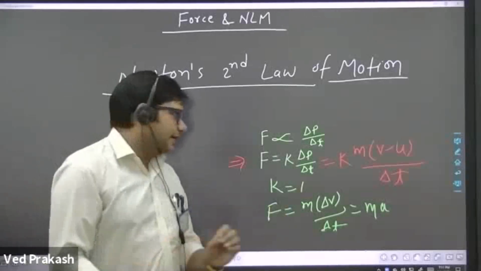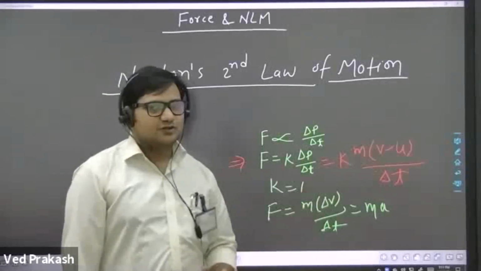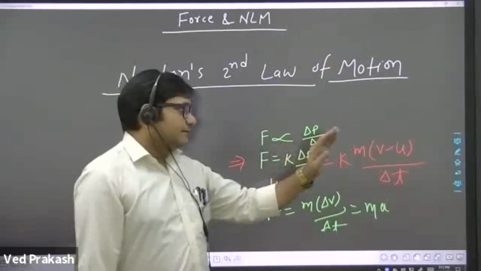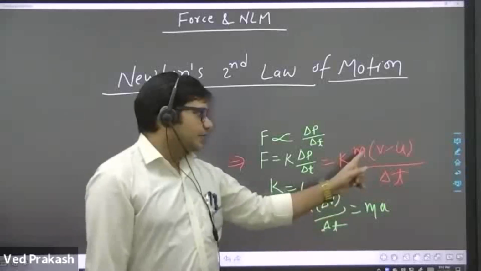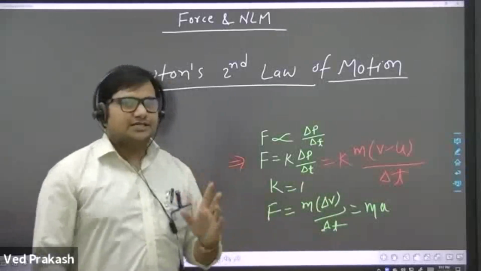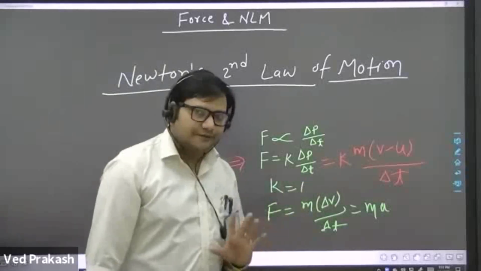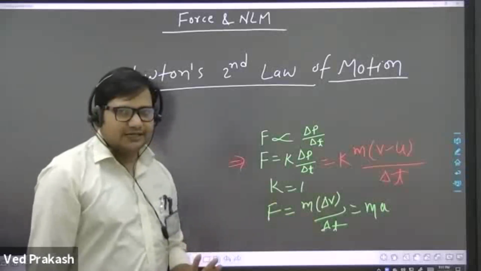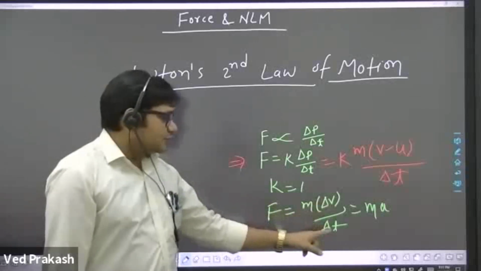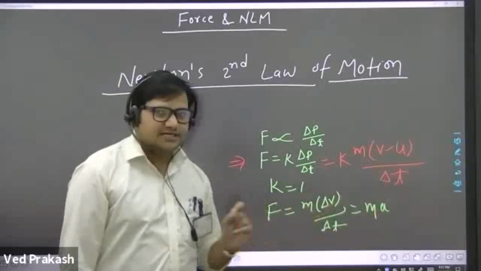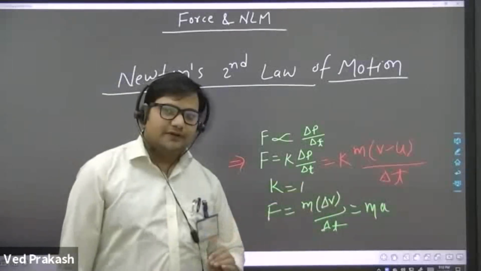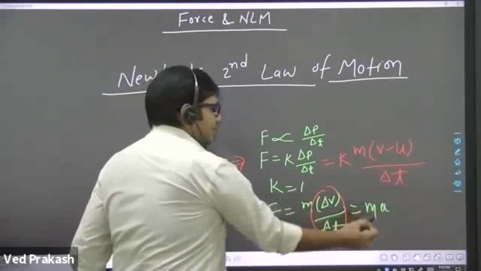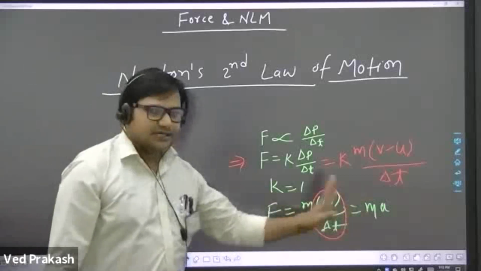So F equal to delta P by delta t, where delta P is mass into change in velocity, because momentum is the product of mass and velocity. So change in momentum is final momentum minus initial momentum. Final momentum is m into final velocity, and initial momentum is m into initial velocity. So mv minus mu can be written as m times delta v, the change in velocity, and change in velocity upon time interval is acceleration. We define acceleration as change in velocity upon the time interval in which that velocity has changed. So delta p by delta t becomes a, and you can write F equal to m times a.